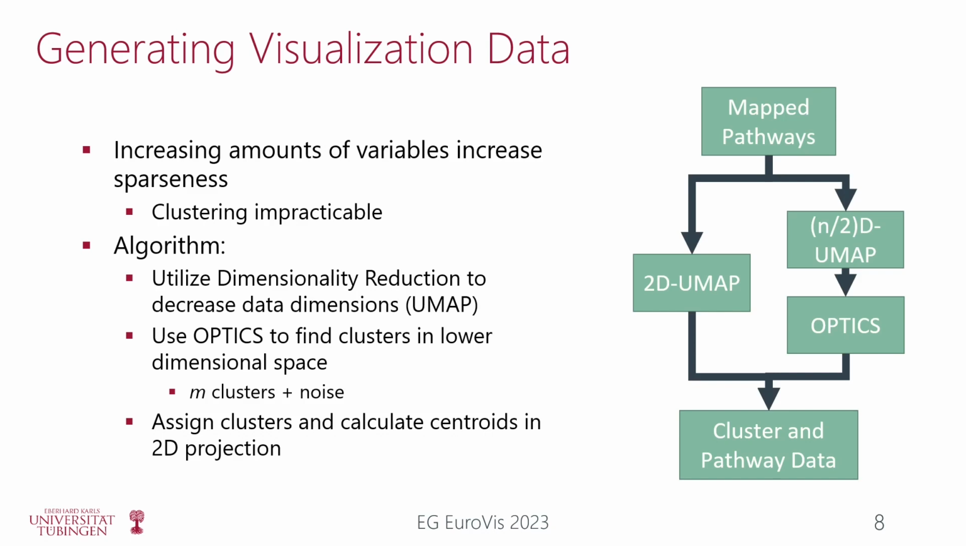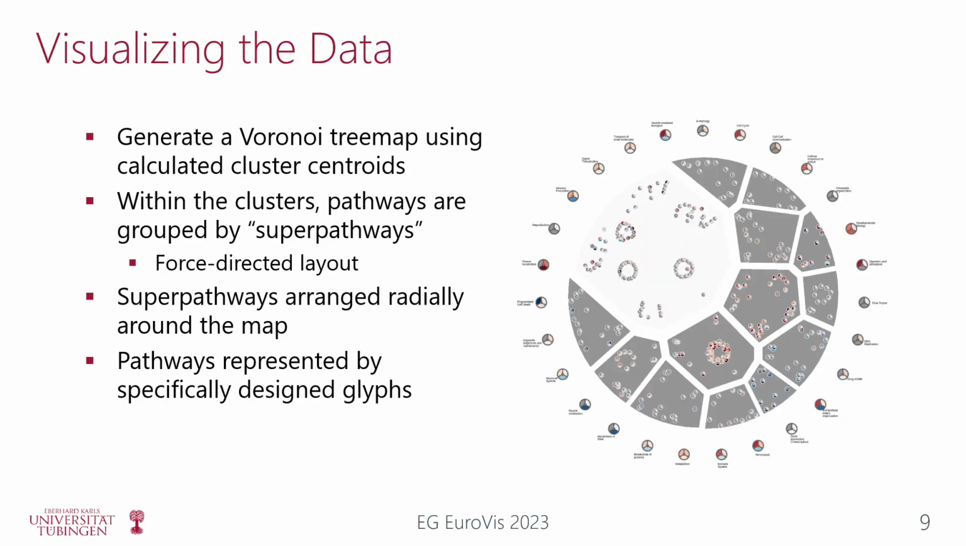We then use OPTICS to cluster in the lower dimensional space and assign the nodes in the 2-dimensional space to respective clusters and calculate centroids for each cluster. The resulting data now constitutes our visualization data. Using the cluster centroids and the amounts of nodes for each respective cluster, we generate a Voronoi tree map. Within those clusters, the original UMAP position is not used to place the nodes, and instead we use a force layout to group the nodes according to their superpathways. Those superpathways, as mentioned earlier, are arranged in a circle around the tree map.